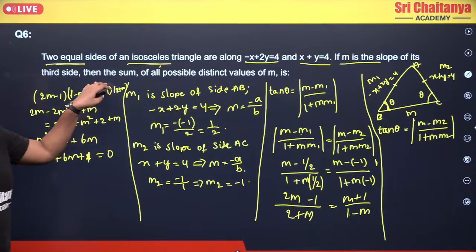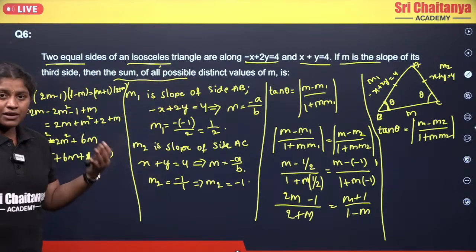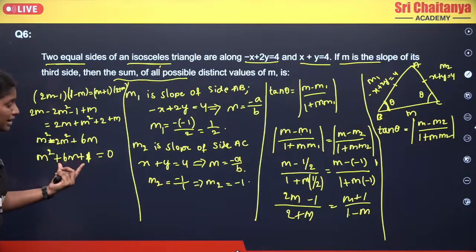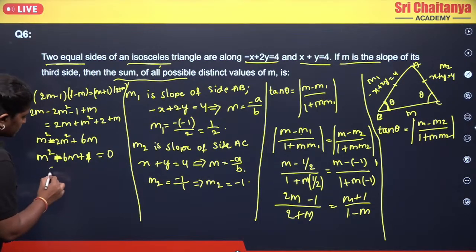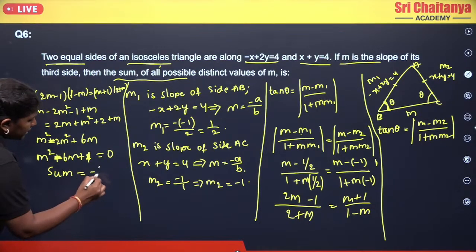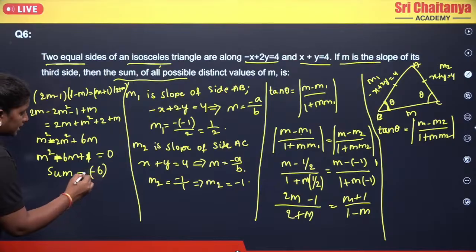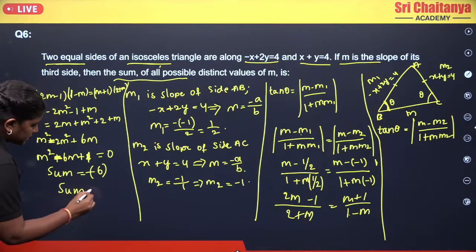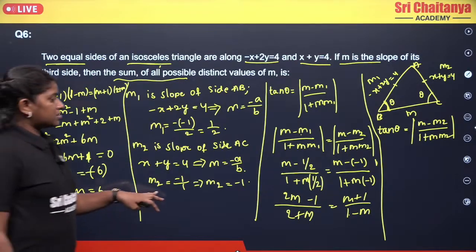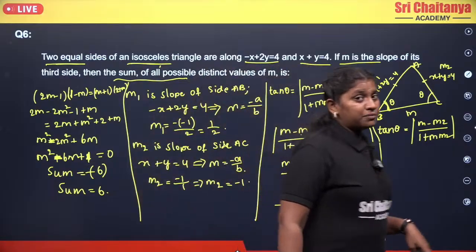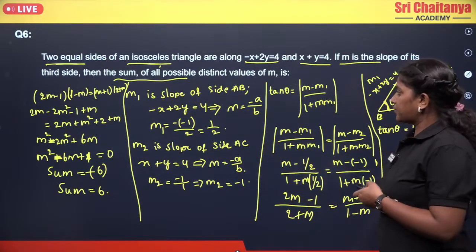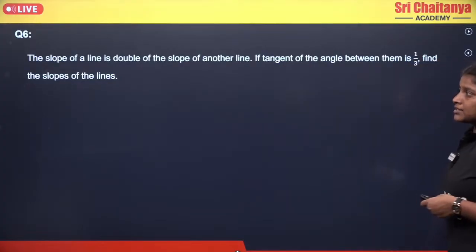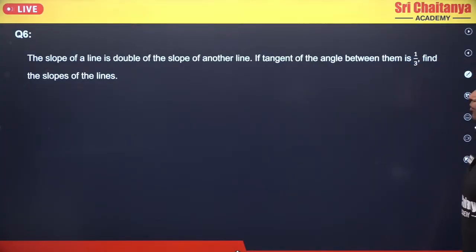Now they are asking what is the sum of all possible distinct values. Sum means, now this is the quadratic equation, right? So the sum will be given by minus b. So here you will be having your minus 6, so minus of minus 6 will be sum equals 6. After solving these conditions, you will be getting your value of the sum, which is nothing but 6.